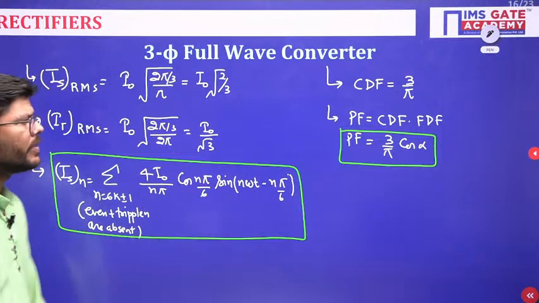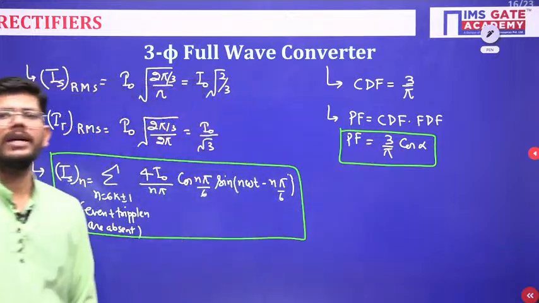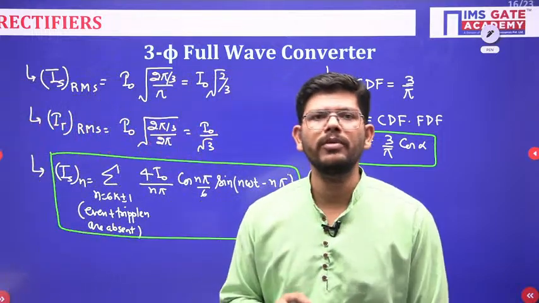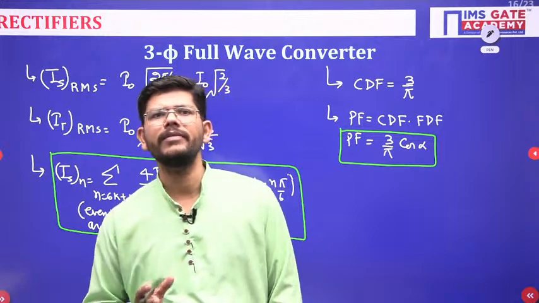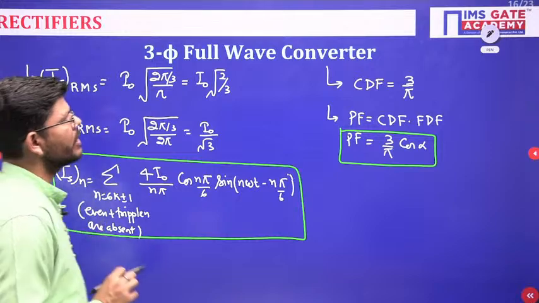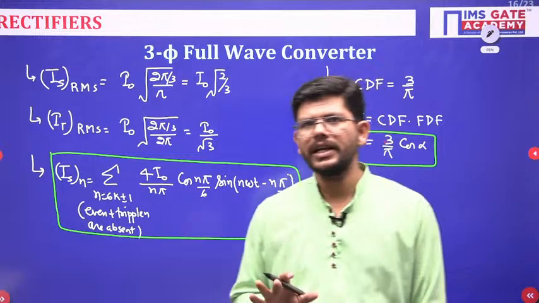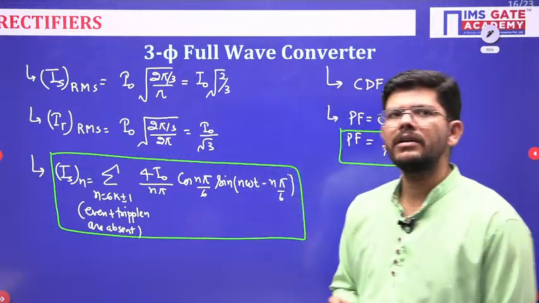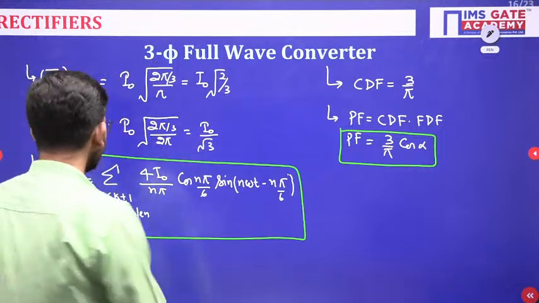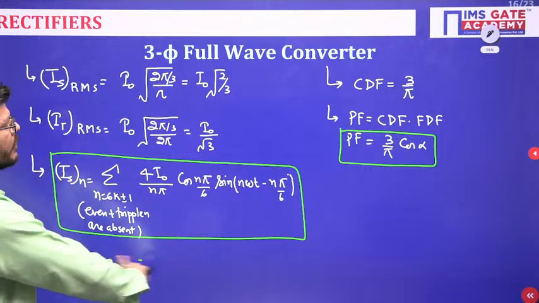Now fine. So the power factor, which is 3 by pi cos alpha, is a very important formula. In the single phase full wave rectifier we have the formula 2 root 2 upon pi cos alpha. In the 3 phase full wave rectifier we have the formula 3 by pi cos alpha, which is again very important here. I hope this is clear to everyone. Nilmesh, is your doubt clear? Is that fine right now? So all these are important formulas related to the 3 phase full wave converter.